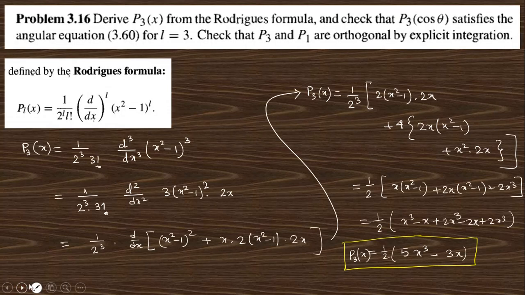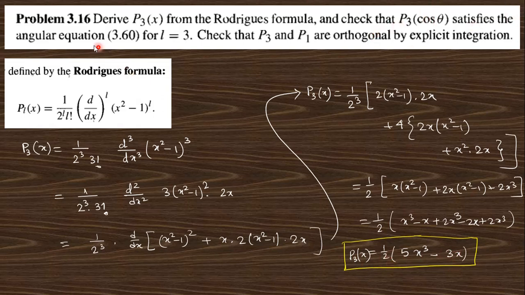3.16 says derive the P3(x) polynomial, that is the Legendre polynomial, from the Rodrigues formula. The Rodrigues formula is like that. Put the value l equals 3 and you will get this expression, then take the derivative three times: the first derivative, the second derivative, and the third derivative. So finally you will get this expression. Okay, so this is P3(x), one half of the polynomial, and like that.